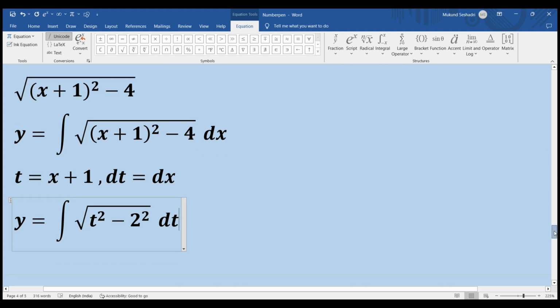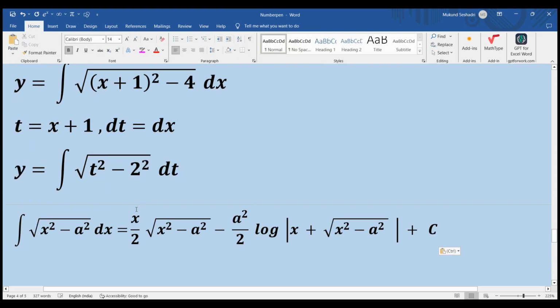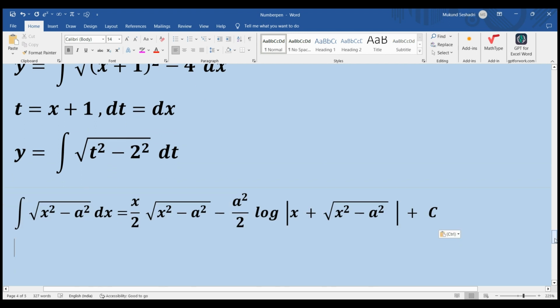So I notice that my y is of the format integral of square root of x square minus a square times dx, just that in place of x I have t. So let me write down the identity for integral of square root of x square minus a square times dx, right? So that's the identity for integral of square root of x square minus a square times dx, which we are going to use to solve for y here.